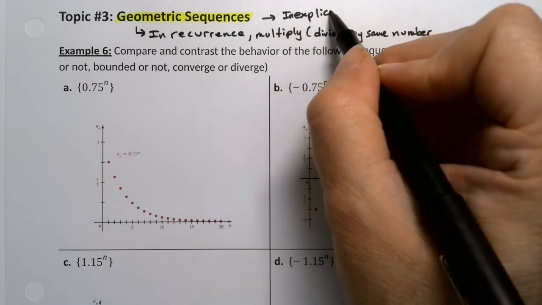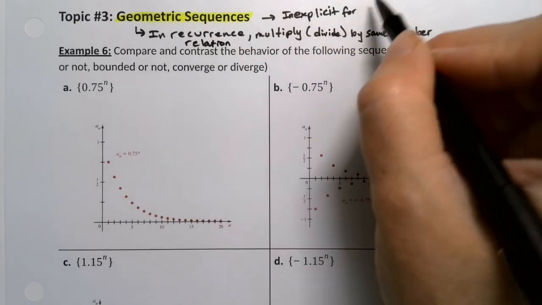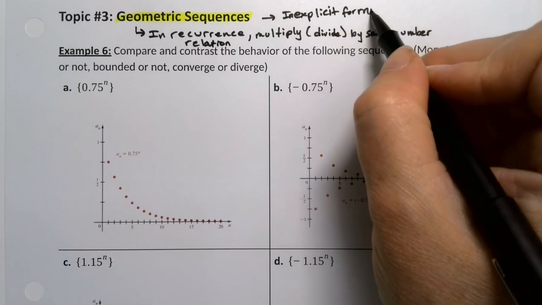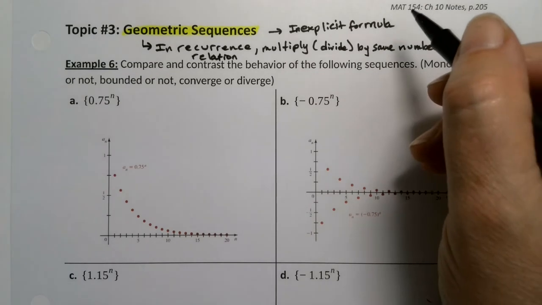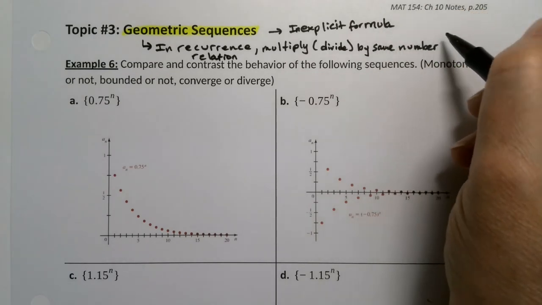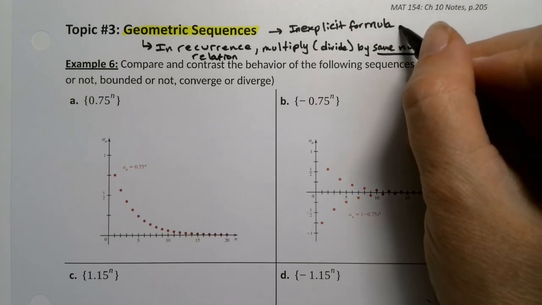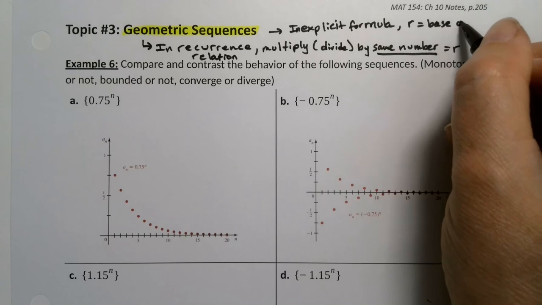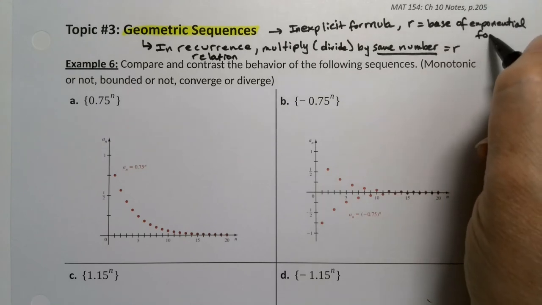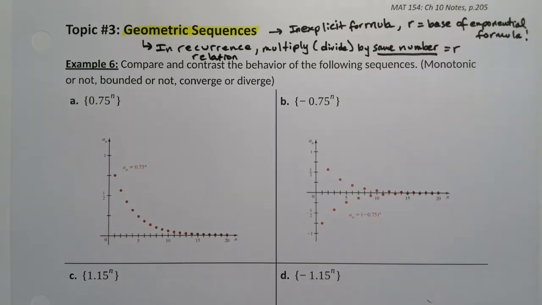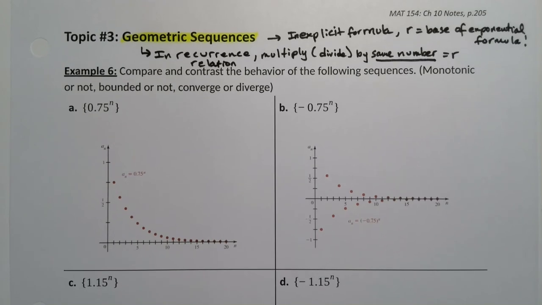Which means, based on our algebra skills, that in the explicit formula, I should have said recurrence relation here. We learn in algebra 2 that when you're multiplying by the same amount every time, that same number, which we'll call r, will be the base of our exponent of an exponential formula, I should say. All right, so let's compare and contrast some behaviors here and see if we can come up with some ideas.